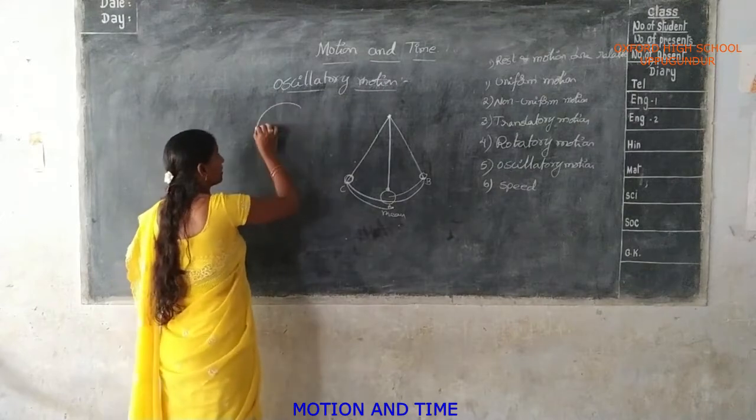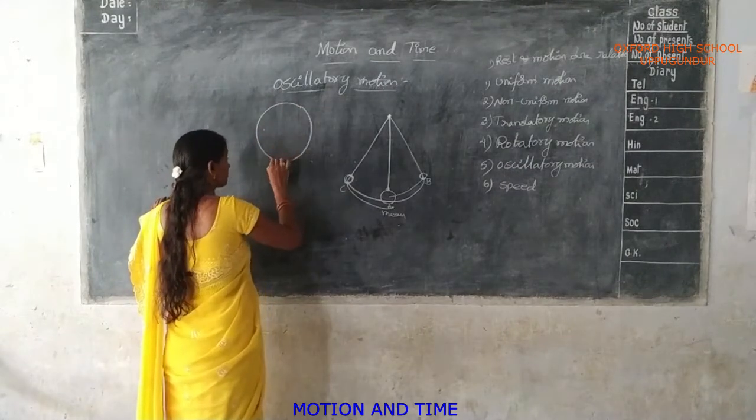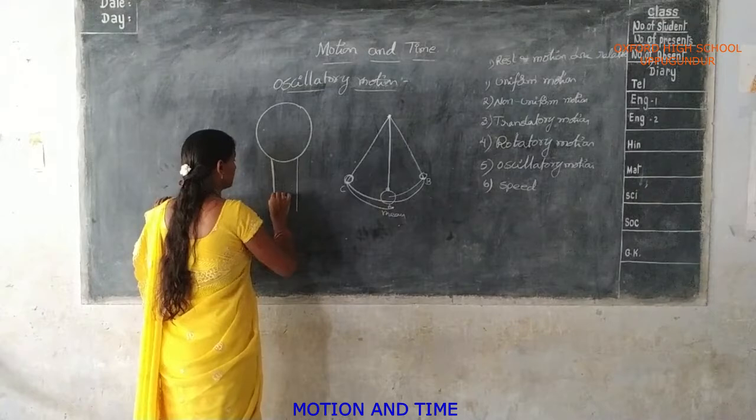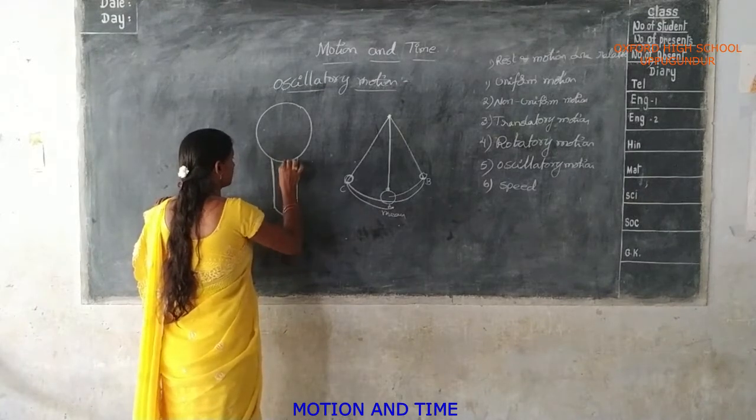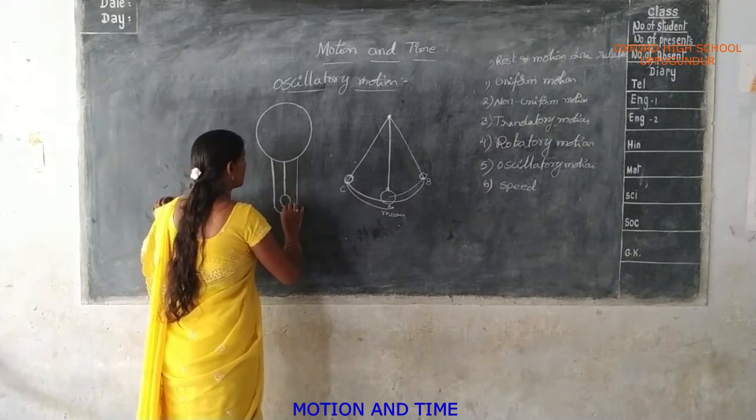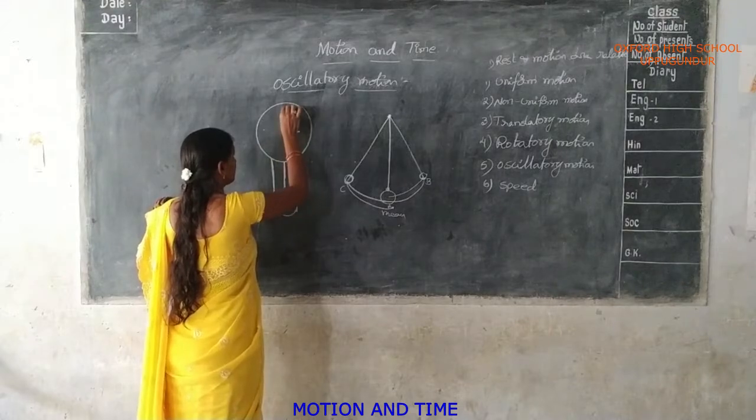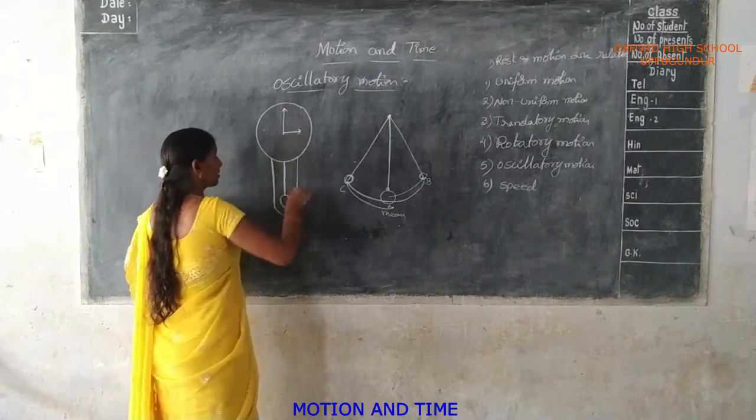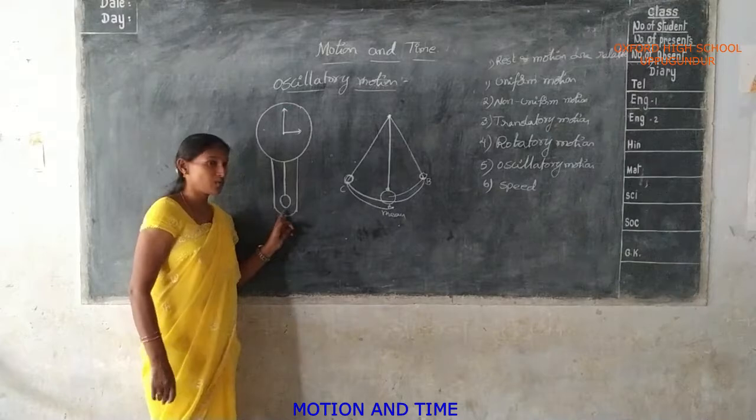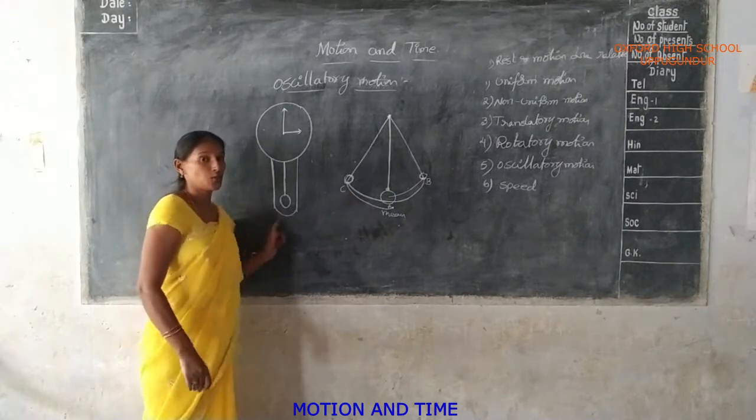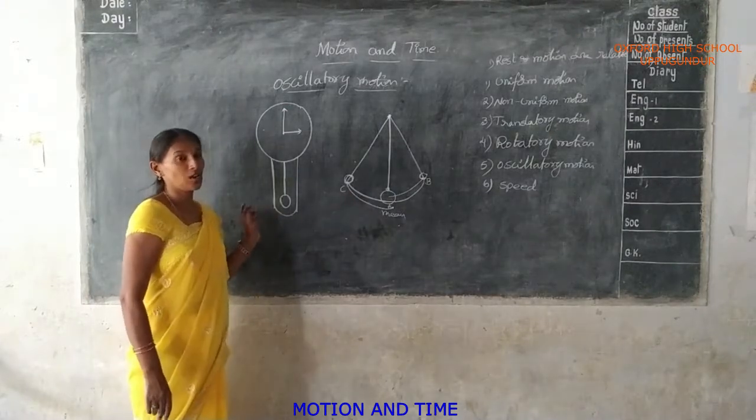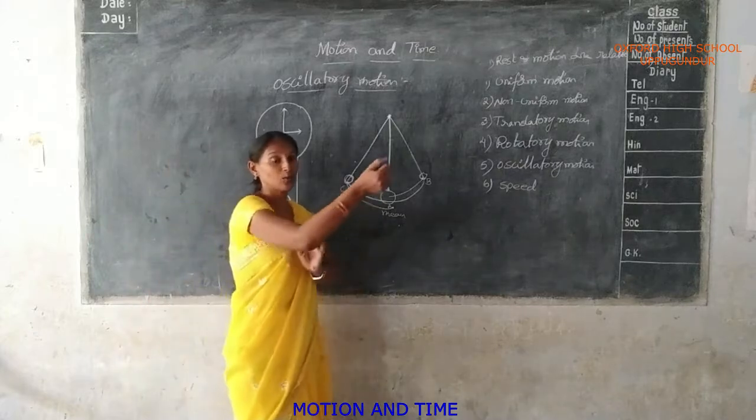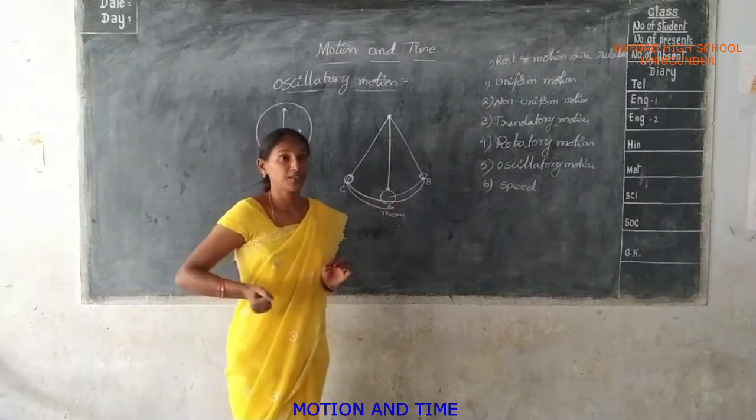In the wall clock pendulum also you are observing oscillatory motion. So this pendulum is moving to and fro. To and fro, yes or no? In a running race your hands are also moving back and front. Back and front, yes or no?